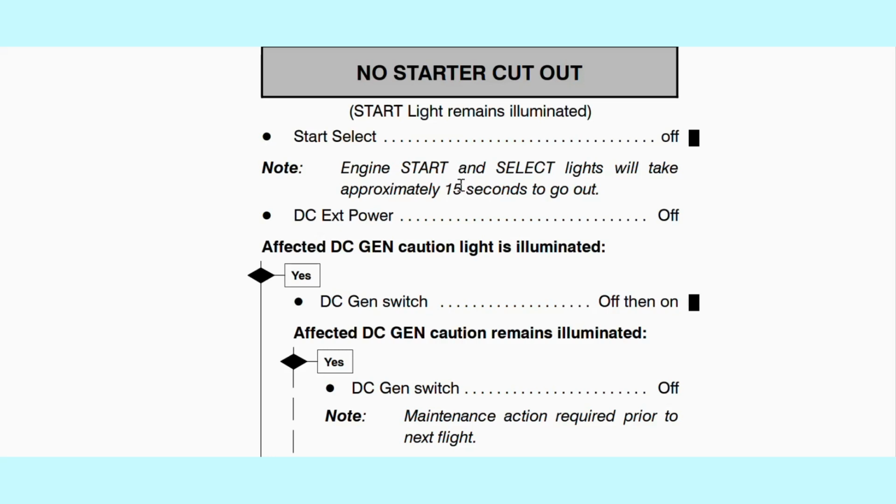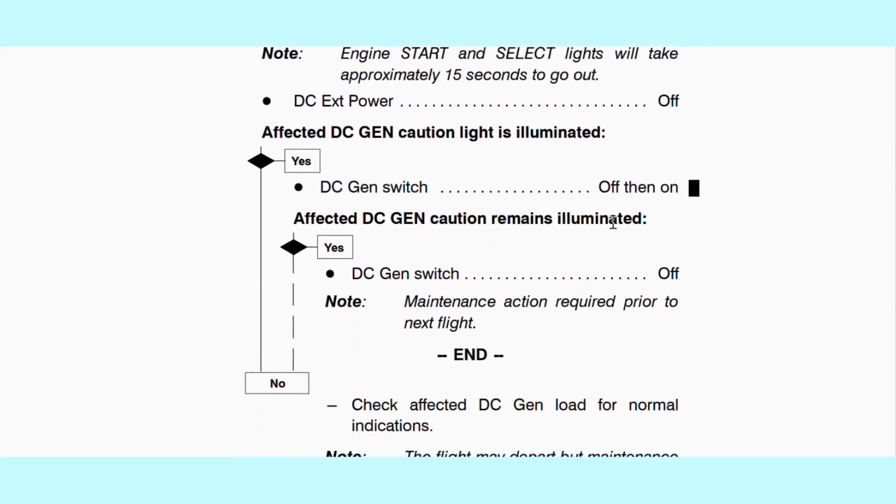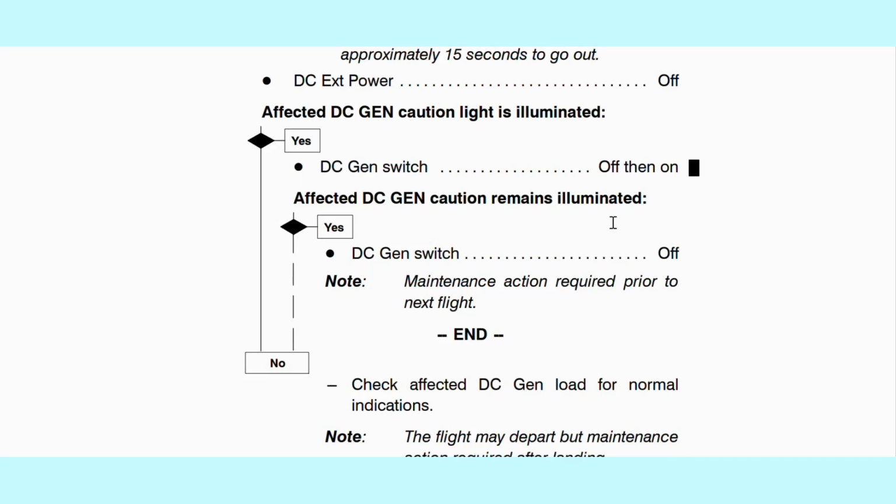If the light is still remaining on beyond 38, 40 and over 40 seconds, something is wrong. Okay, then the checklist says the DC external power, if it was on, it has to go off. Now you have to go to a yes and no scenario. So then you look at whether the affected DC gen quotient light is illuminated.